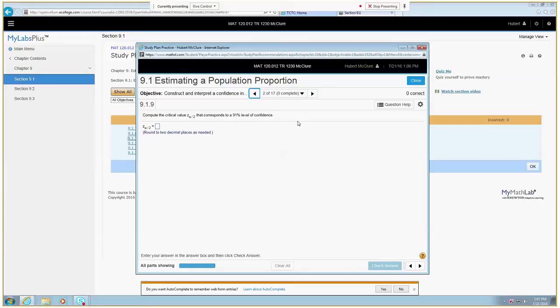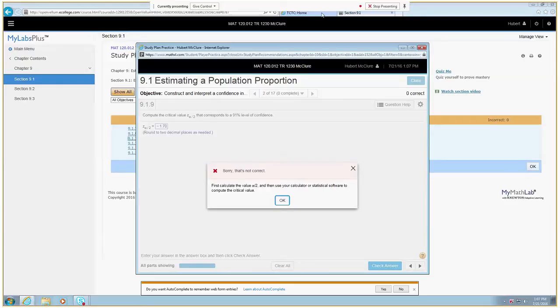Well, that's easy. All you have to do is pull out your handy-dandy spreadsheet that I gave you the other day. You don't even have to calculate anything. 91%, alpha over 2. See the alpha over 2 right there? What is it? It's negative 1.70. Is that right? Yes. Negative what? 1.70.